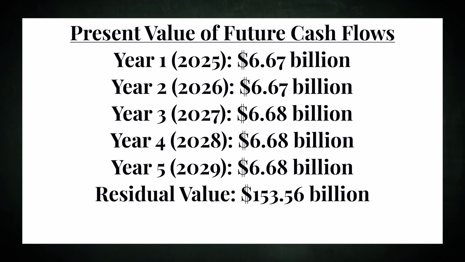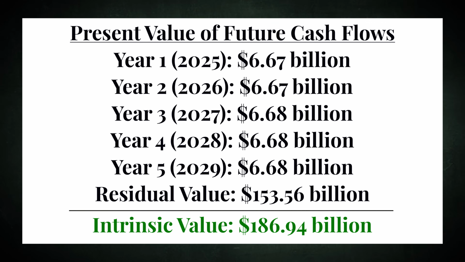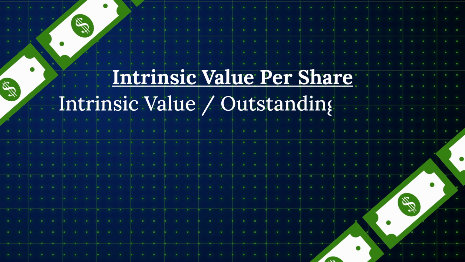Okay, now finally we made it to the last and easiest step of calculating the company's intrinsic value per share. First, we're going to add up all of our present values. This gives us a total of $186.94 billion. This is what we'll call the company's intrinsic value. To get the intrinsic value per share, we have to divide the intrinsic value by the number of outstanding shares.